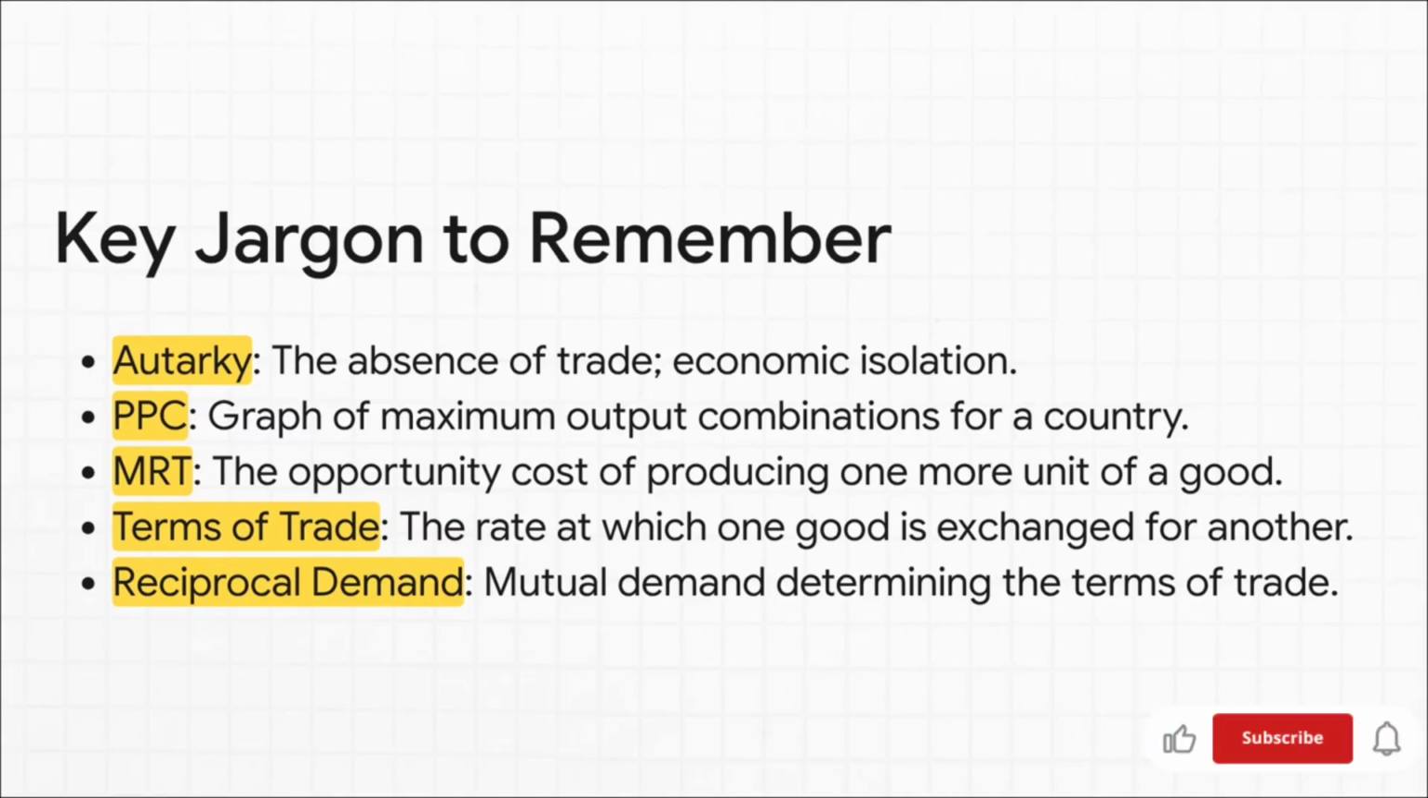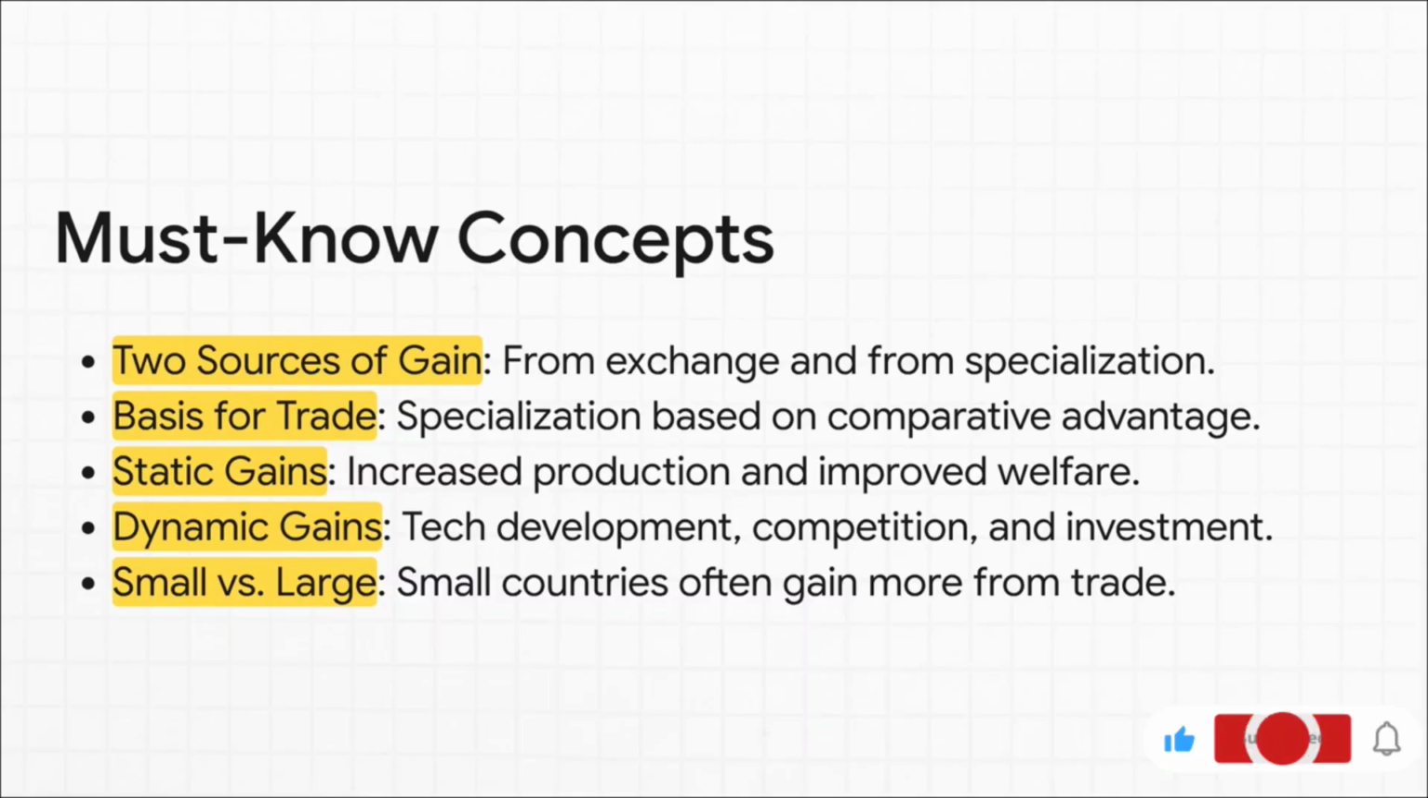Autarky, PPC, MRT, terms of trade, and reciprocal demand. Oh, and one more, the offer curve, which is a graph that shows how much a country is willing to trade at different prices. Knowing these definitions is easy marks, so don't miss out. And these are the big ideas, the main takeaways. Gains come from two things: exchange and specialization.